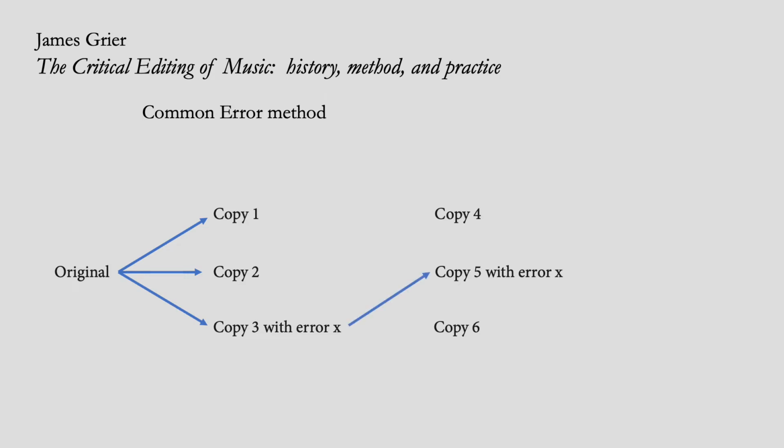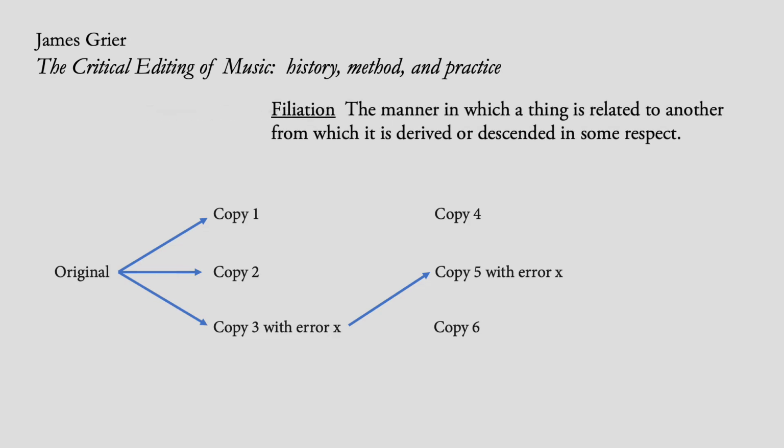If one source has an error, then it is clear that a copy showing the same error inherited it from the earlier source. It's very unlikely that two copyists would make exactly the same mistake. This is a very important element of Greer's book, which focuses to a great extent on filiation, that is, the ancestry or lineage of copies.